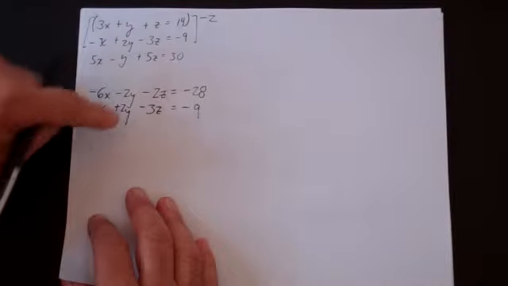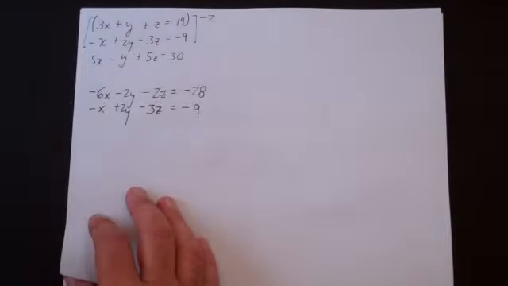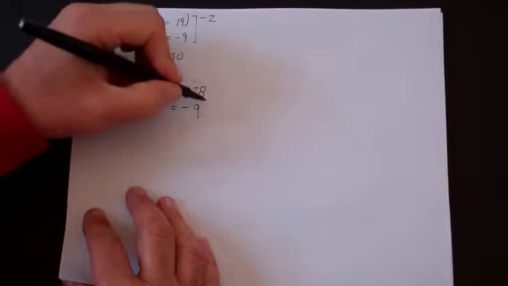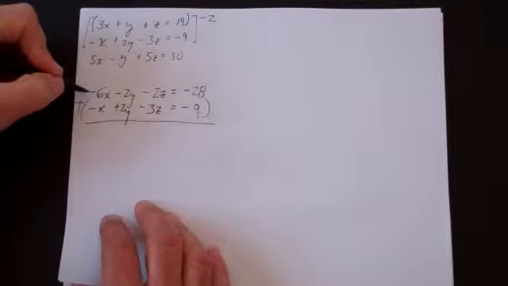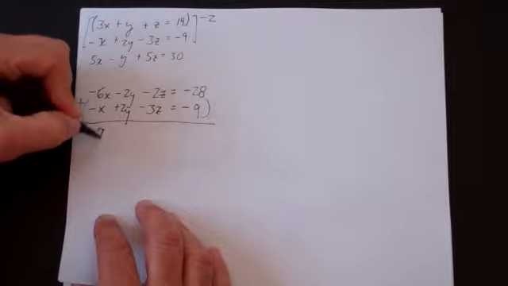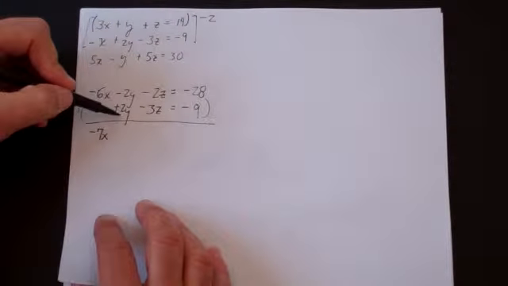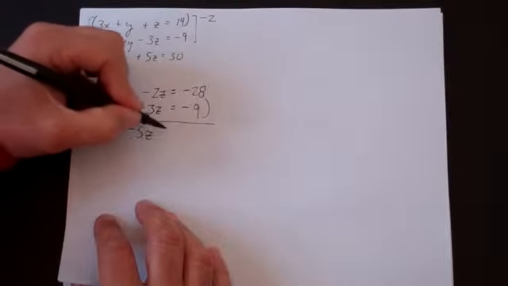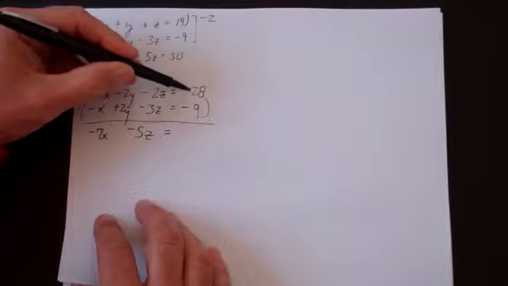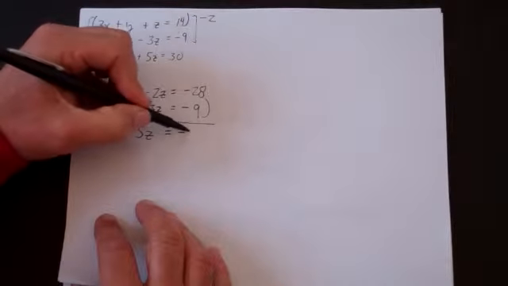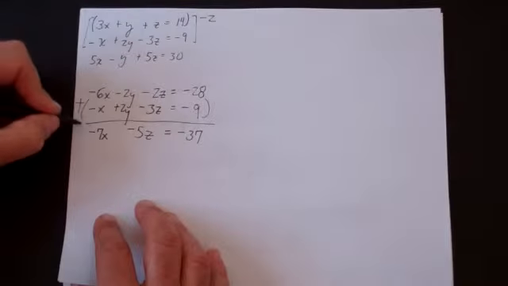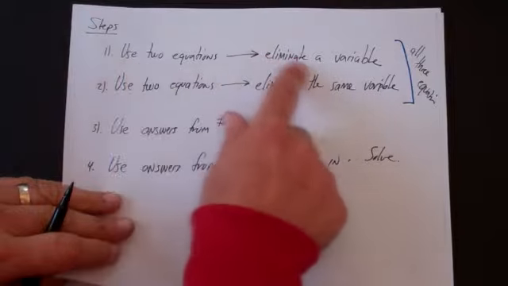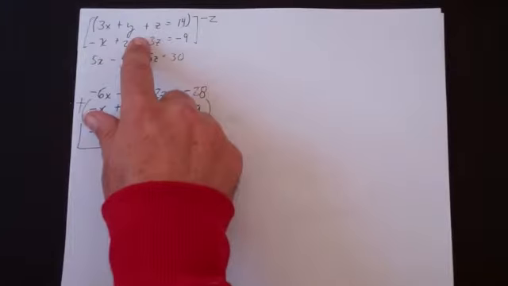If you notice the y's here, we have a negative 2y and a plus 2y, so I'm going to add these two equations. I'll put a big plus sign here. Add these two equations. I get minus 6, that's minus 7x. These are eliminated. Then I get minus 2, minus 3, that's a minus 5z. And then I get minus 28, and minus 9 is a minus 37, I think. That's step number 1, right? Step number 1, I used two equations to eliminate a variable. What I eliminated was the y.